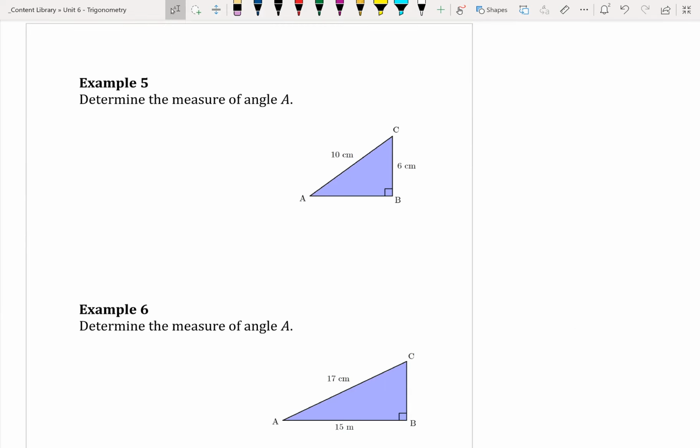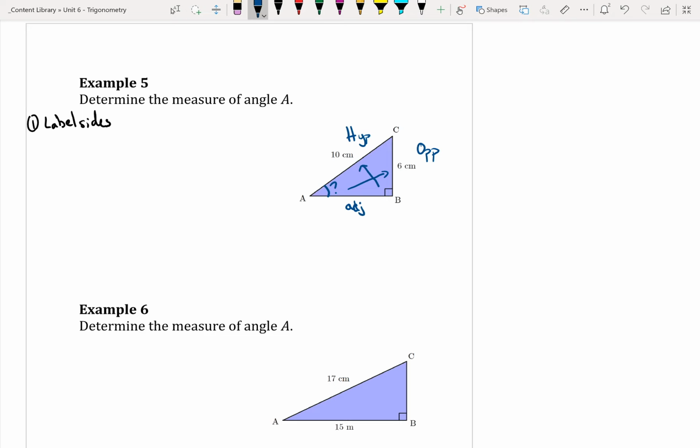So in the first one, determine the measure of angle A. So angle A is right here. I'm going to put a question mark there so we know that's what we're looking for. The steps again for solving an angle, the first thing we want to do is still the same. Label the sides. So the hypotenuse is always across from the 90 degrees. The opposite is always across from your angle. So this is across from my angle. And the adjacent is beside your angle.